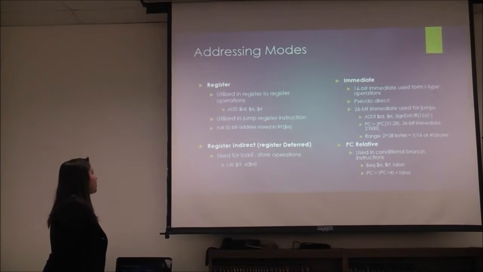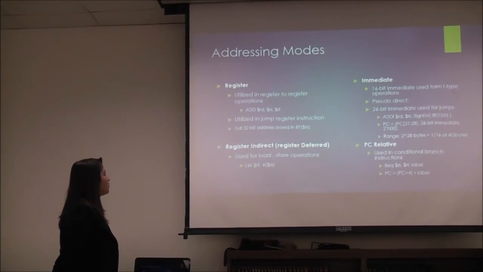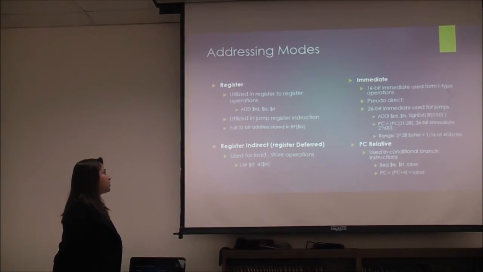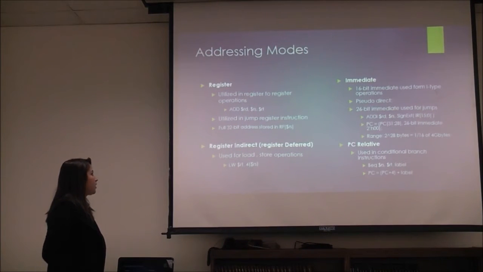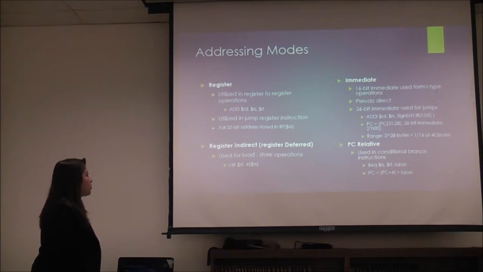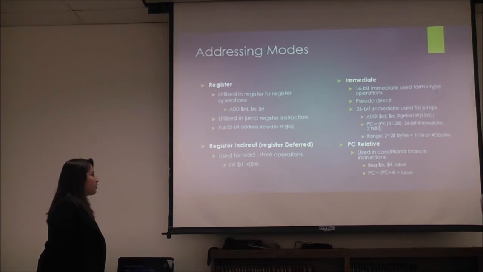Okay, for the addressing mode, we have first of all register, which is one of the most commonly used. It's utilized in register operations. We have an example here with an add. We have two source operands and a destination register. It's also utilized for the jump register instruction, which uses a 32-bit address stored in the source register in the register file. We have register indirect or register deferred, which is used for the load and store instructions.